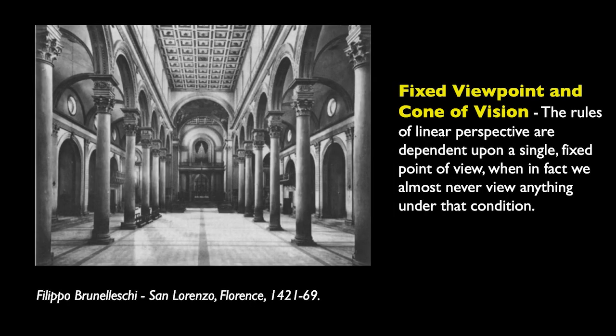So the rules of linear perspective, as I mentioned, are dependent on this single fixed point of view, but in fact, we almost never see anything under that condition. Even when we hold our heads in a fixed position, our eyes are almost always constantly in motion. Perspective drawing in theory demands that you not shift the position of your head nor the direction of your gaze. And all that can be seen without moving your eyes is contained within a cone of vision.